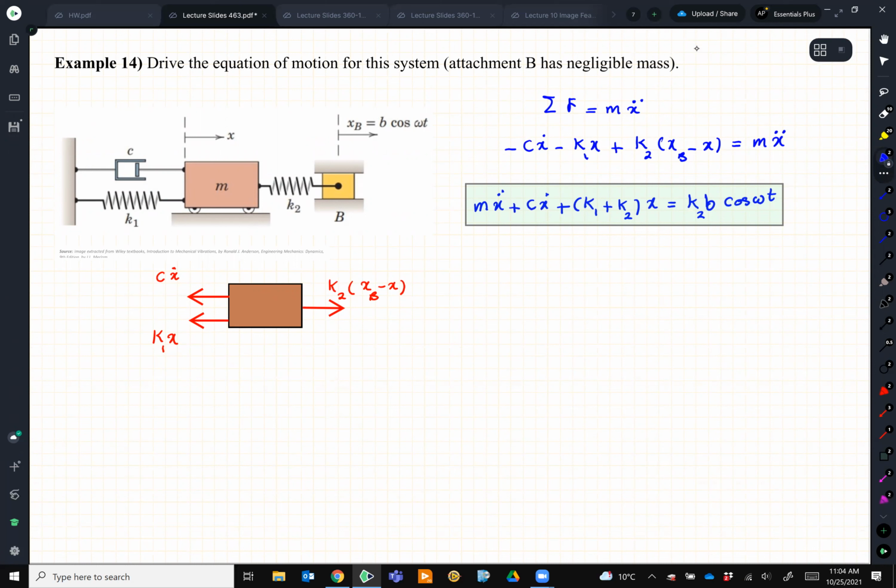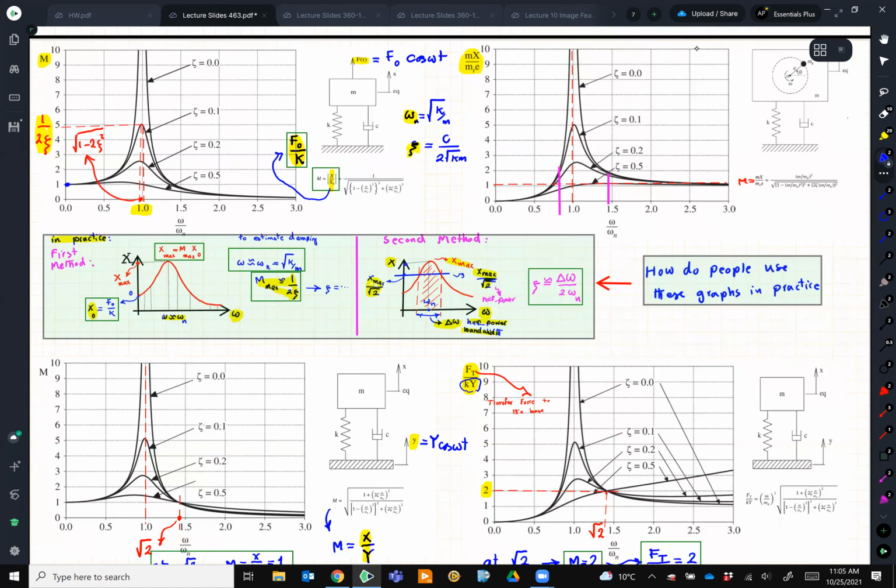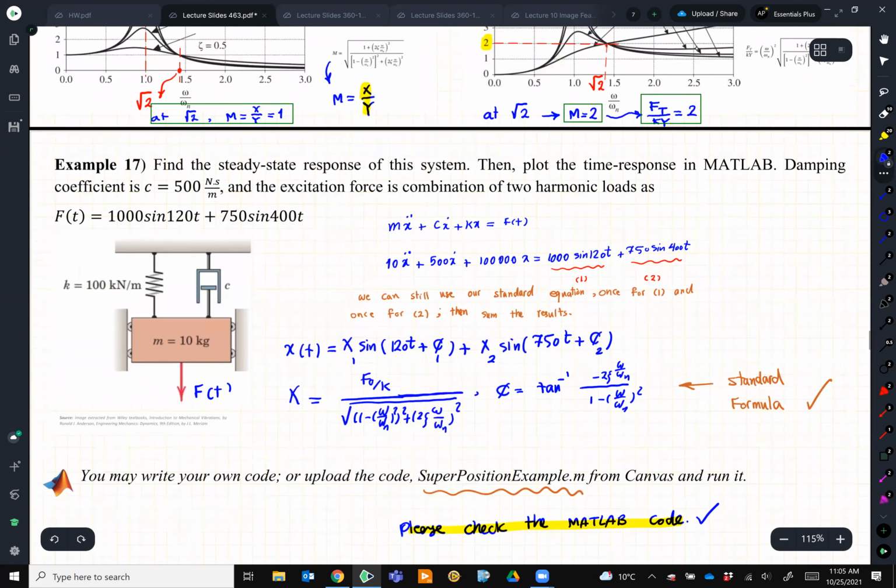Like example 14, super easy. 15, a very good example. Also, it's an important problem. And then example 16, a good practical one. Examples 15 and 16 are good practical engineering problems that you should understand how to solve. All right, and these are the graphs that we discussed. It's a good summary. Please study that one if you missed the Friday lectures, like this slide.